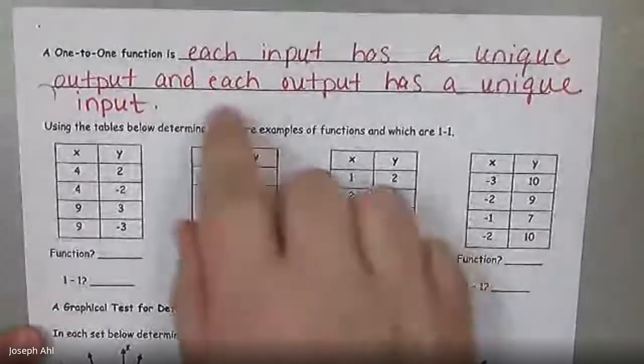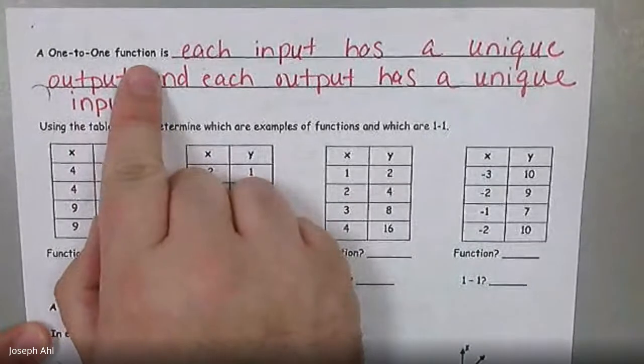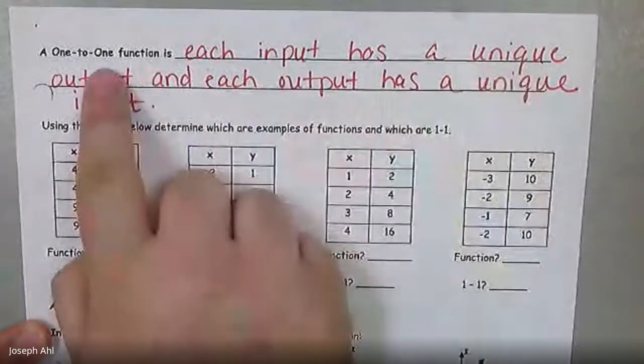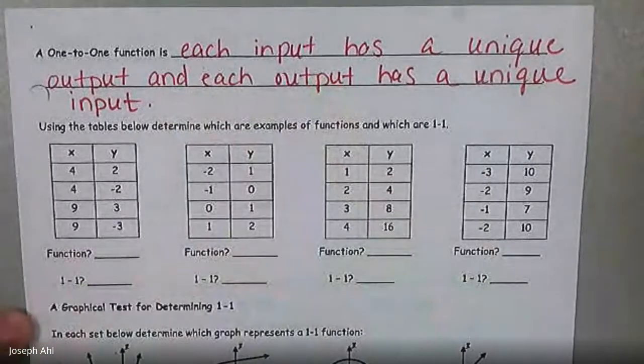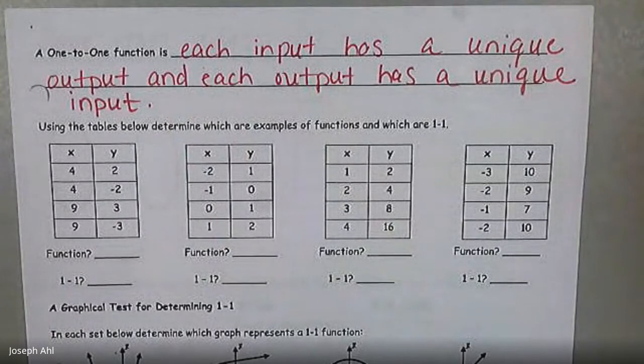The definition states a one-to-one function is when each input has a unique output and each output has a unique input. And that kind of makes sense, right? So we have this one-to-one relationship, that every domain value pairs with a unique range value, and then vice versa there.